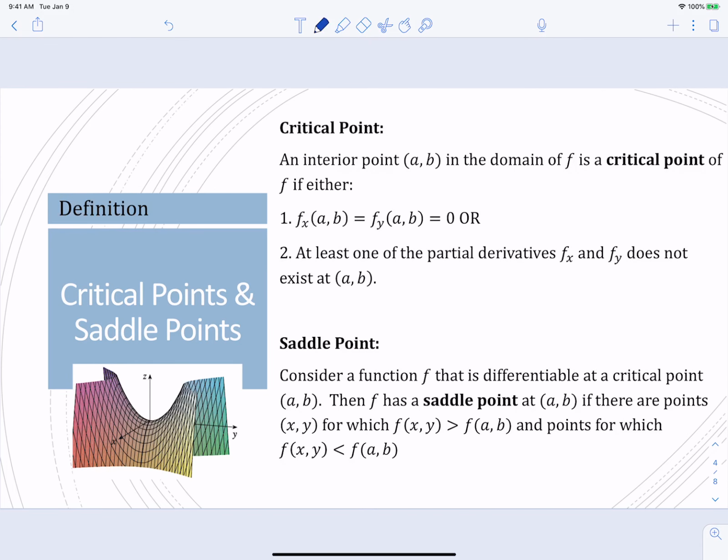So critical points, we're still going to be looking for the same things really that we were looking for in R2. We're going to be looking for, when those first derivatives, and we're going to look at the partials with respect to x and the partial with respect to y, when are both of those equal to 0?